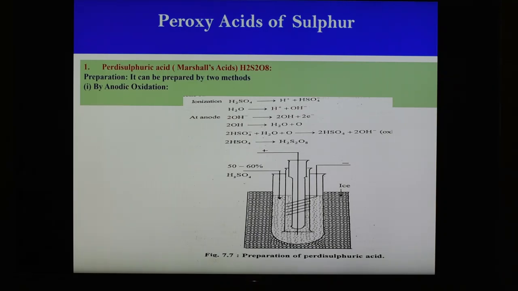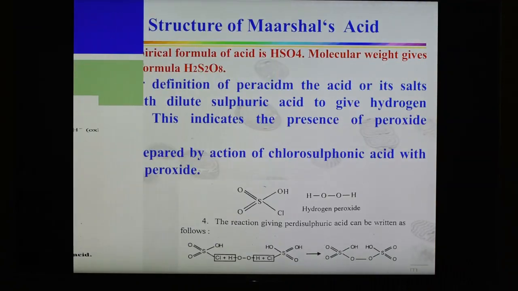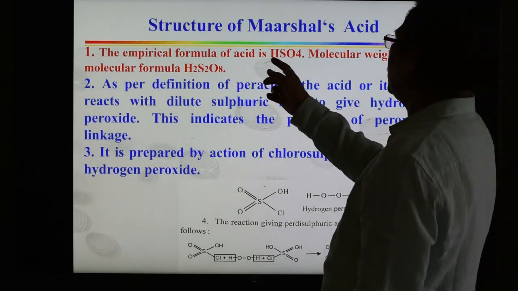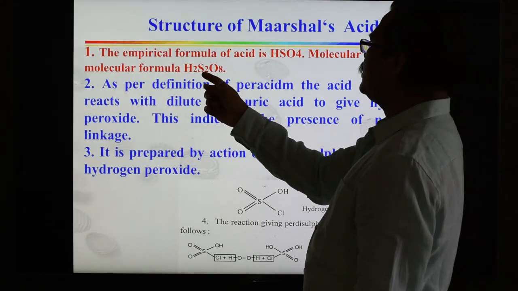So this is the arrangement for the synthesis or preparation of this peroxydisulfuric acid, Marshall's acid, by using anodic oxidation. Therefore, at the anode we get this product, and it is known as anodic oxidation. Another method of preparation of Marshall's acid is here. As per the definition, the molecular weight gives the empirical formula of the acid as HSO4, and the molecular formula H2S2O8.